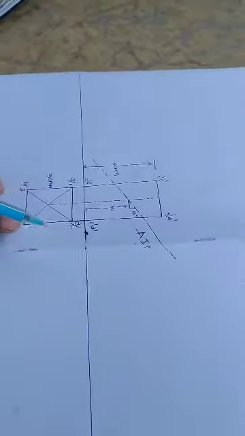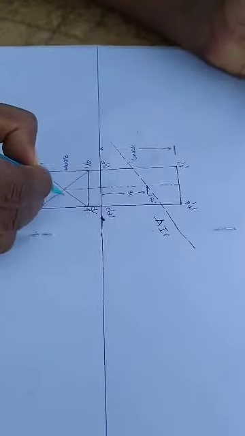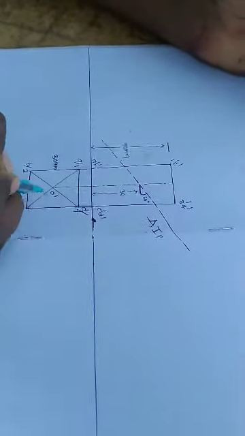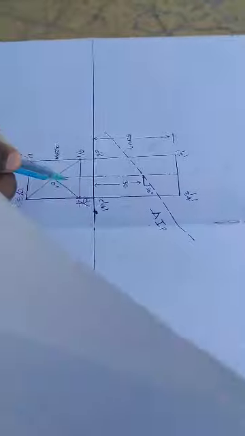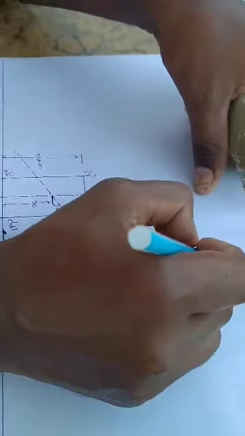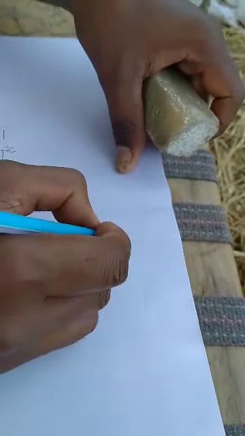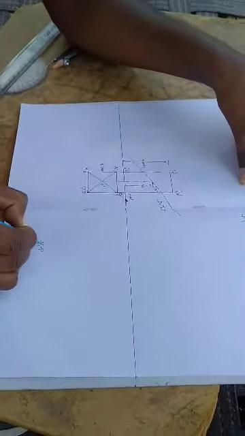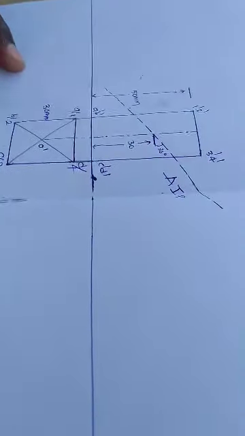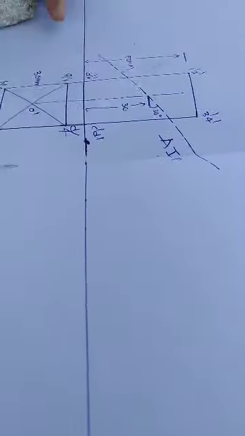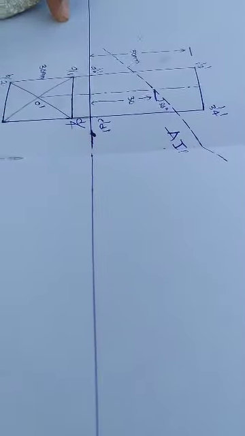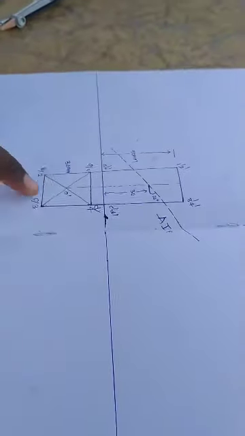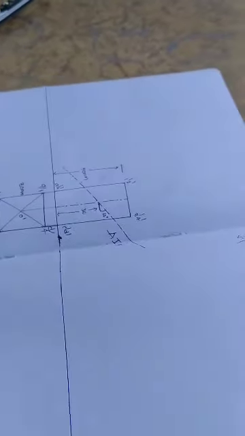This is a simple projection of a square prism. Two sides are parallel to the vertical plane. This is the vertical plane, and here at the bottom is the horizontal plane. Two sides are parallel to the vertical plane, so automatically the other two sides are perpendicular to the vertical plane. The object lies on the horizontal plane.